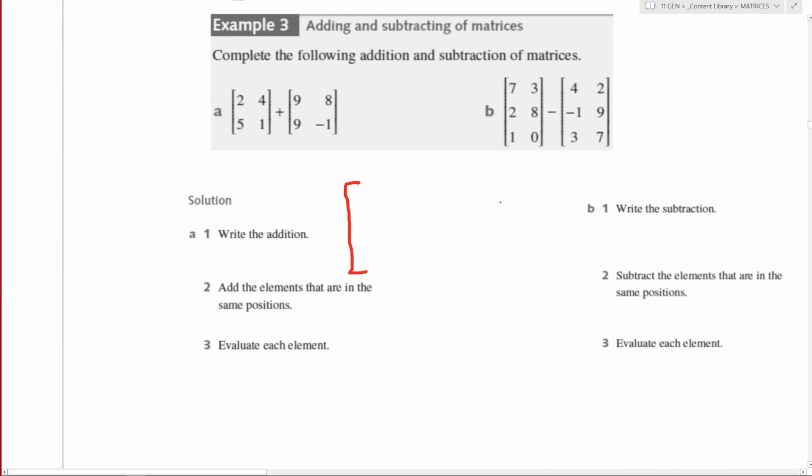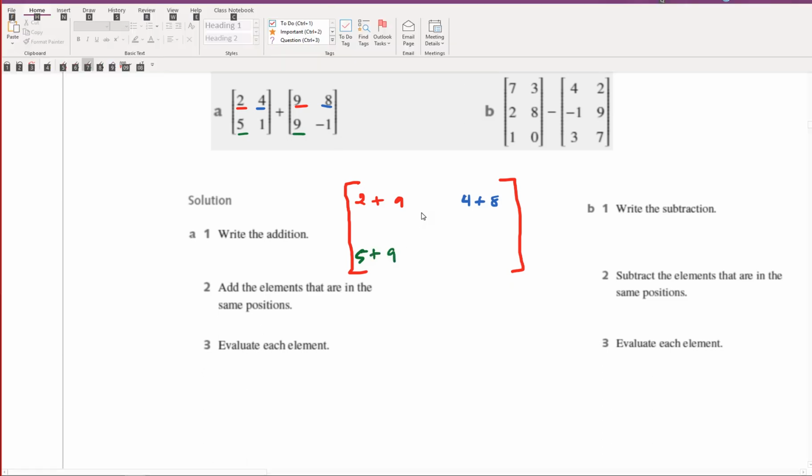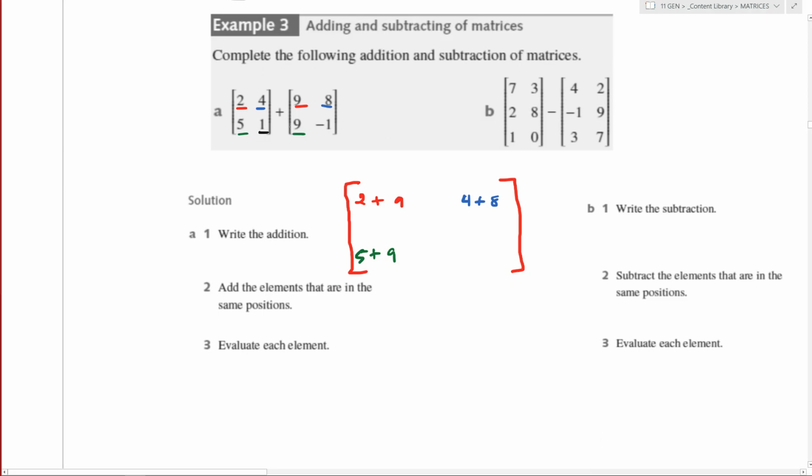So when it says that, you have to literally write what you're going to add. The first one is 2 plus 9. The next one will be the 4 and the 8, so this element here will be 4 plus 8. The next one will be 5 plus 9, so this bottom left, 5 plus 9. And the last element will be 1 plus negative 1. What that's essentially saying is just 1 minus 1, because the positive and the negative become a negative.